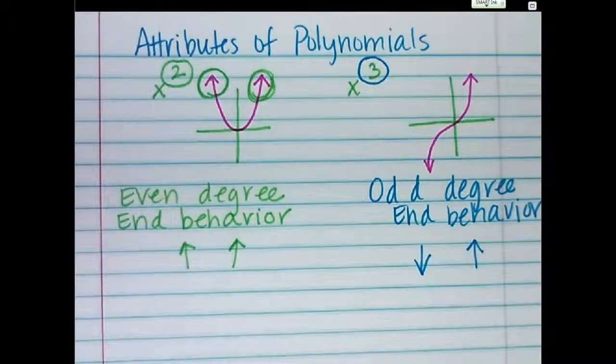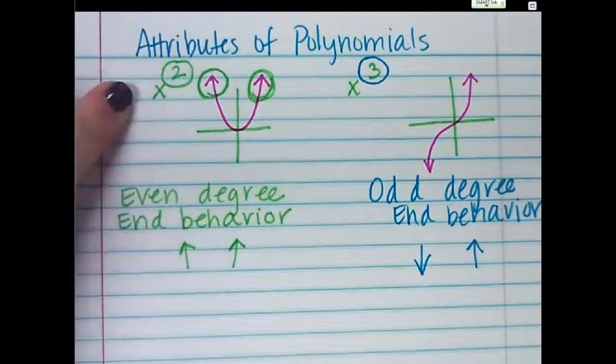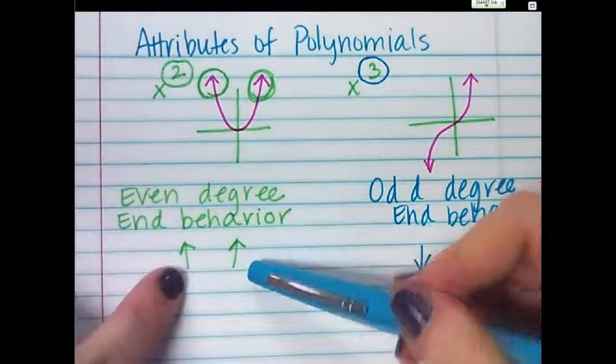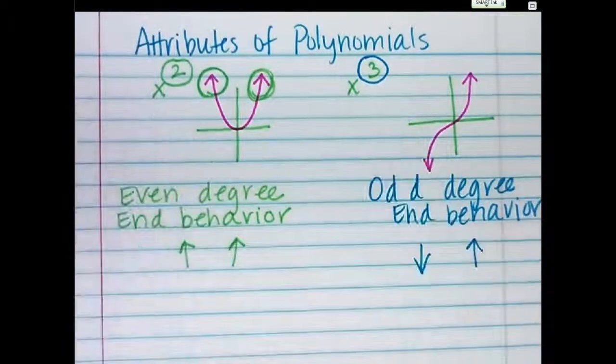Now, what's my coefficient in front of x squared? Positive 1. What if it was a negative 1? What would happen? It would flip down. So really, I can have another end behavior here, but we're only going to focus on the positive ones. Okay, so you only have to worry about those two.